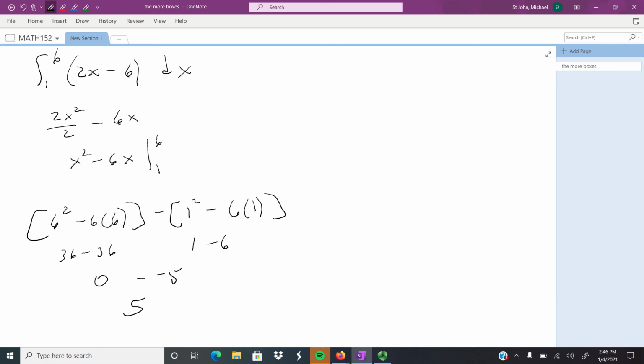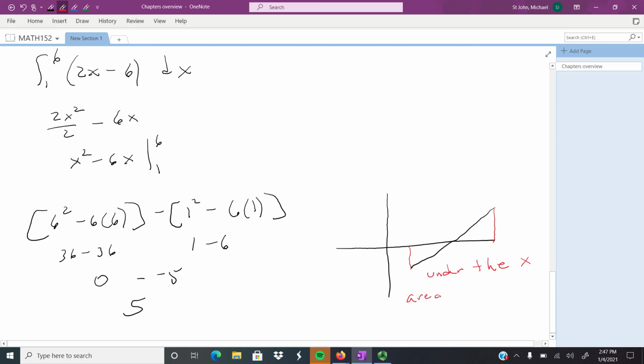And so if we look at the graph of this and what that will look like, 2x minus 6, if we graphed it, it's a line that goes like this. And so we went from 2, so let's say this is 2, to 6, which say is here. So the way we work in terms of area, if it's under the axis, under the x, the area is negative. And then if it's above the x, area is positive.